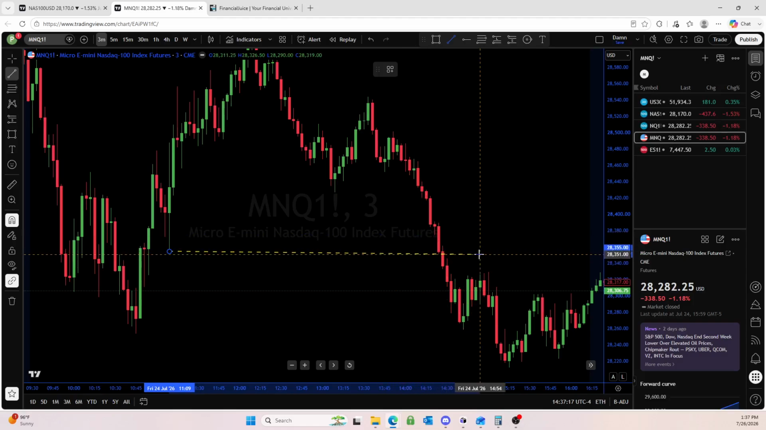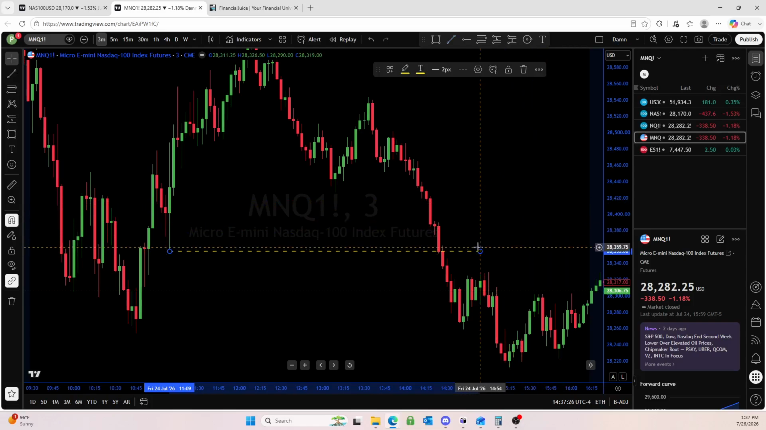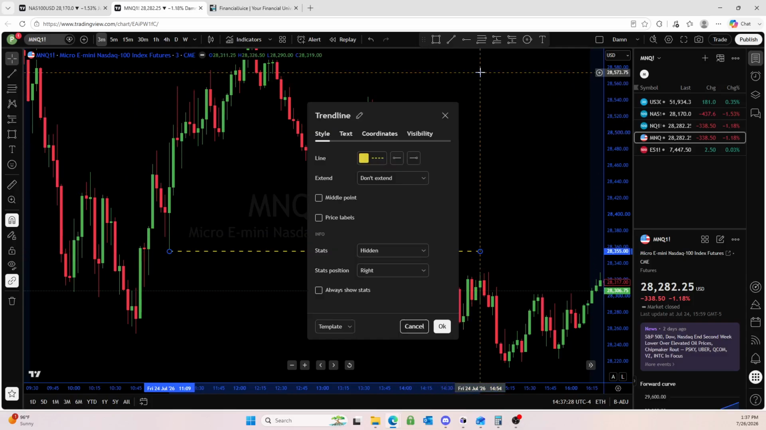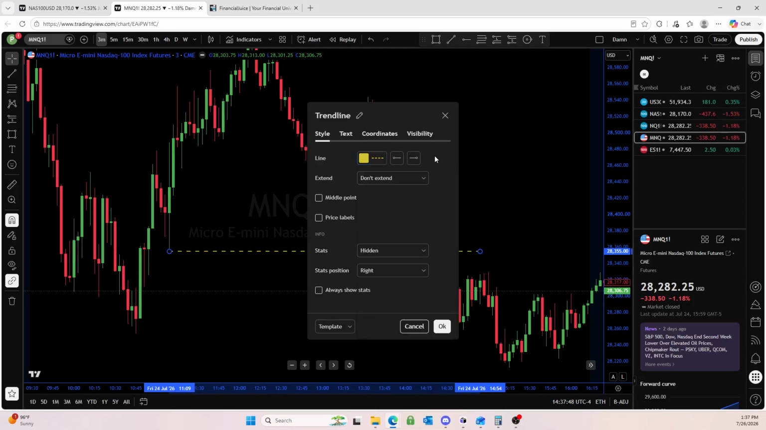If you don't think it's straight enough, hold shift, left click the mouse one more time to release it, and it's done. Alright, so you can come in here, click the settings, click the style. You can change the colors, you can change the opacity, making it more clear and visible almost. You can change the thickness of the line, and then you can change the line style, so you can go from a solid line to dotted lines. That's the one I like, so that's the one I use.